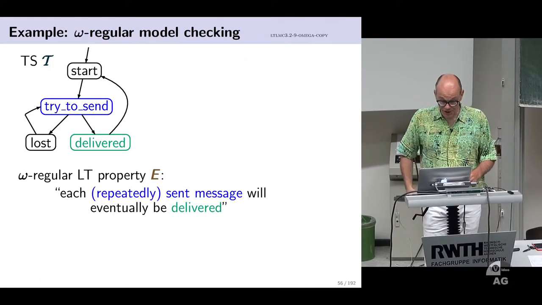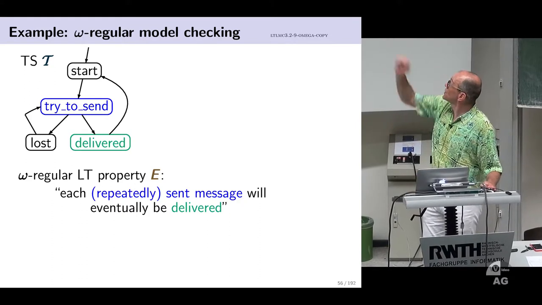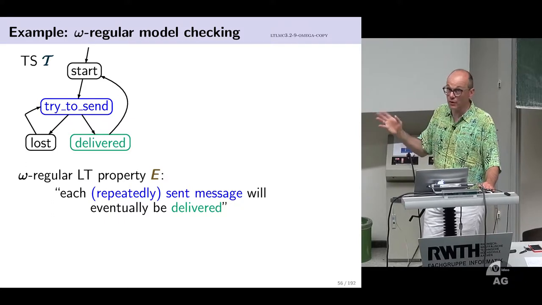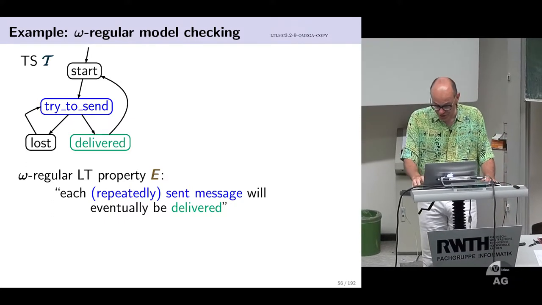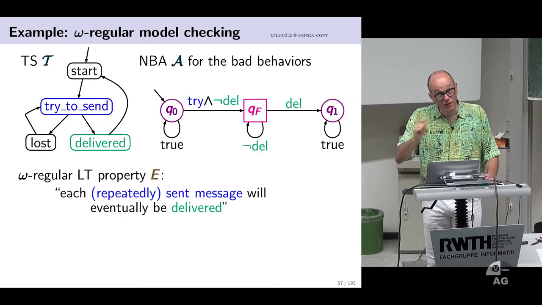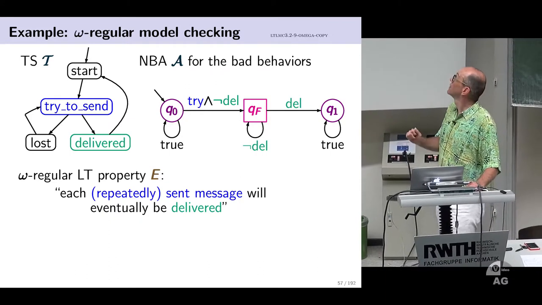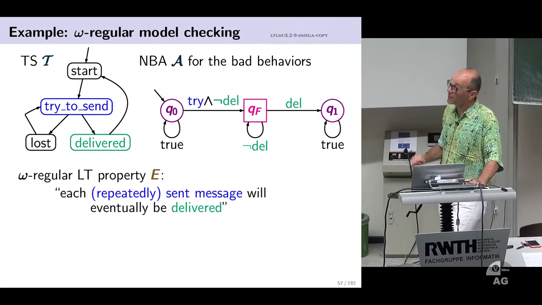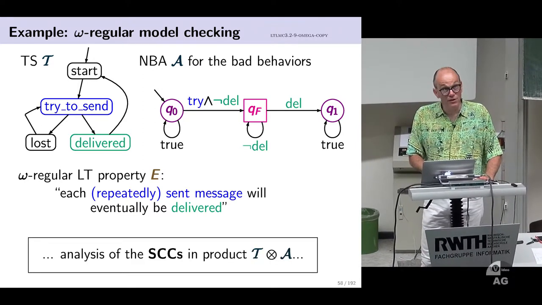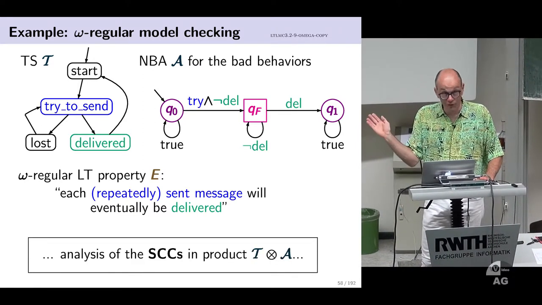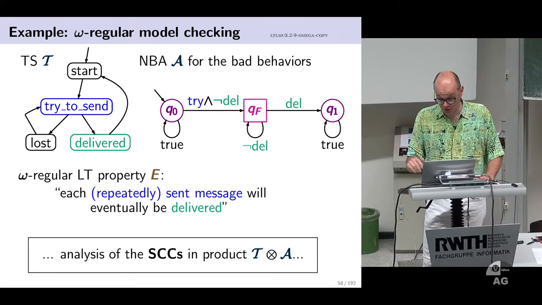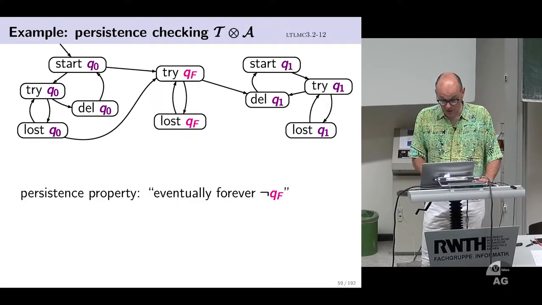Good. So let's do this for this example. This was the transition system. Remember the property: every sent message, either repeated or not, will eventually be delivered. We considered the negation. The negation said, I have a message that I tried, but it was never delivered. This was the NBA. We constructed the product, and the previous slide suggests, why don't we just look at the strongly connected components in this product? So let's have a look at this product. Here is the product.